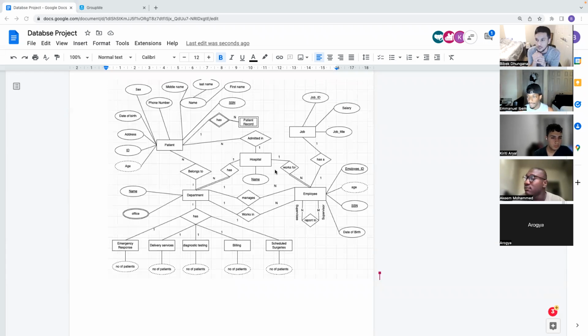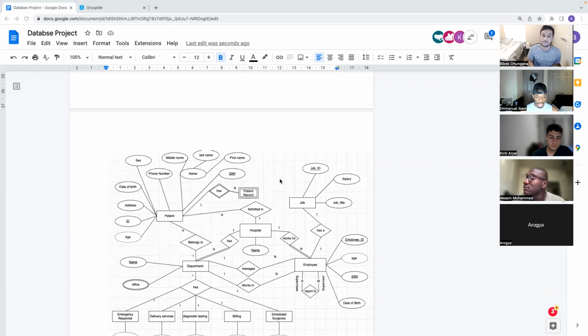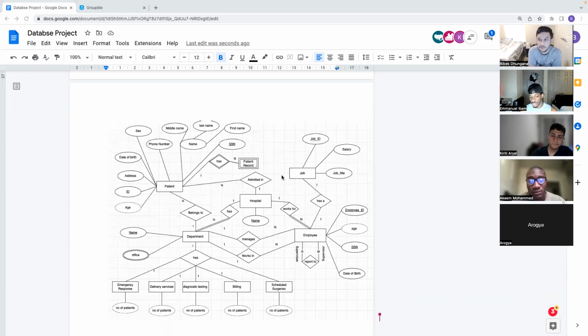Now I'm going to call my friend Emmanuel to explain more about this ER diagram. Thank you. As you can see from our ER diagram, we have our main entity, which is the hospital, with a primary key attribute, which is its name. Then we have the patient entity, which is related to the hospital entity because the patient is admitted in the hospital. From the underlining of its attributes, you can see the primary keys are the social security number and the ID. The patient has a relationship with a patient record, which is a weak entity because it cannot exist without the patient.